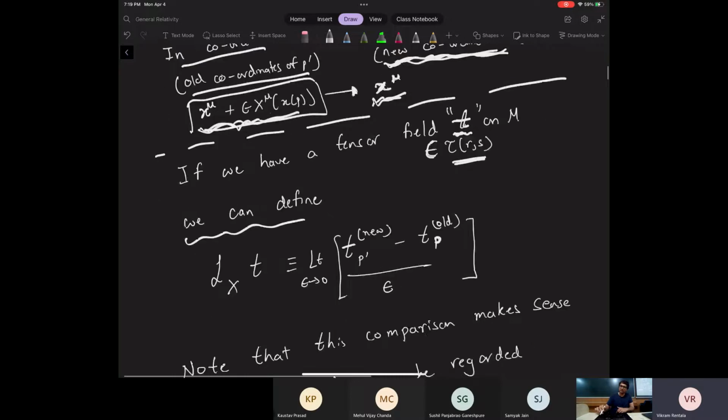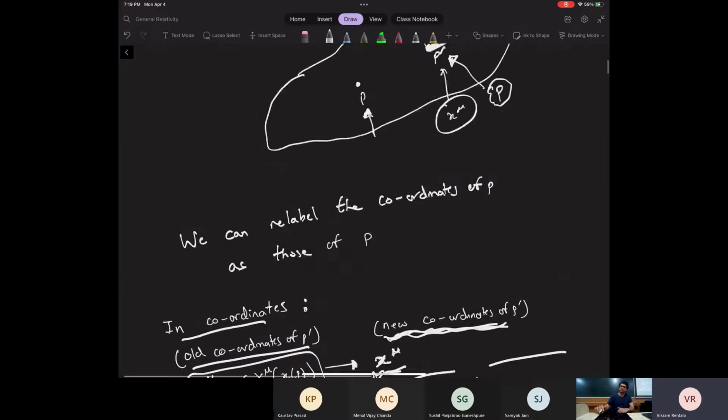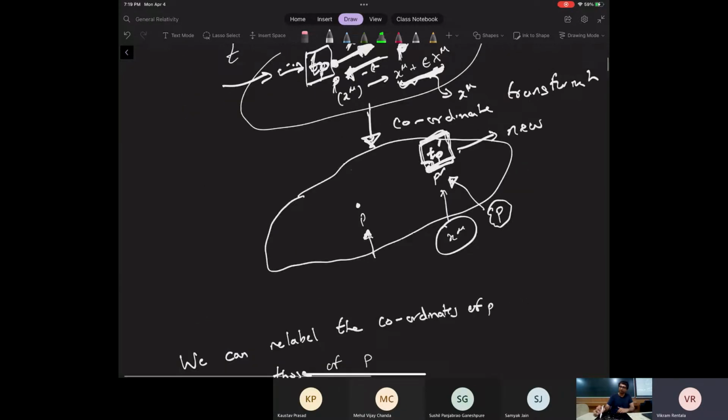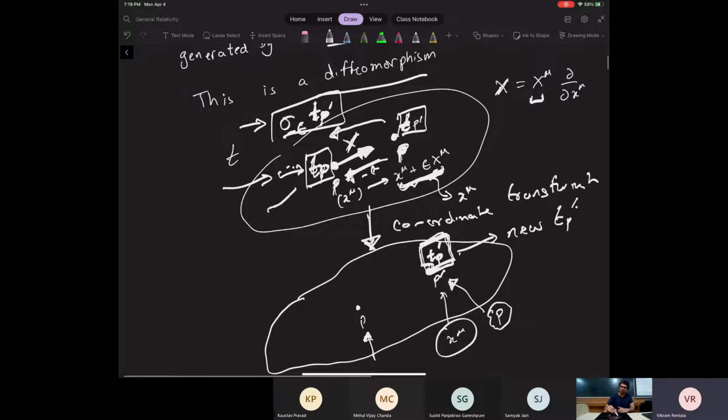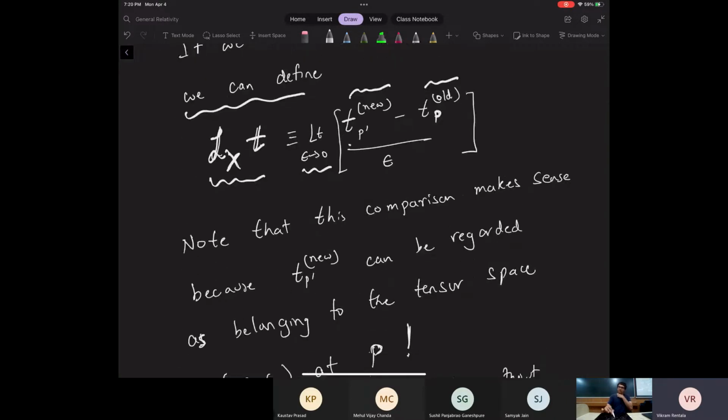you can now, for this tensor field, define something called a Lie derivative, which I'll denote as Lx of t. It's the limit as epsilon goes to 0 of the new TP prime minus the old t at the point P. This is the new TP prime, and this is the old t at the point P. This difference will be small because if epsilon goes to 0, there's no difference at all. The point P and the point P prime are already the same.